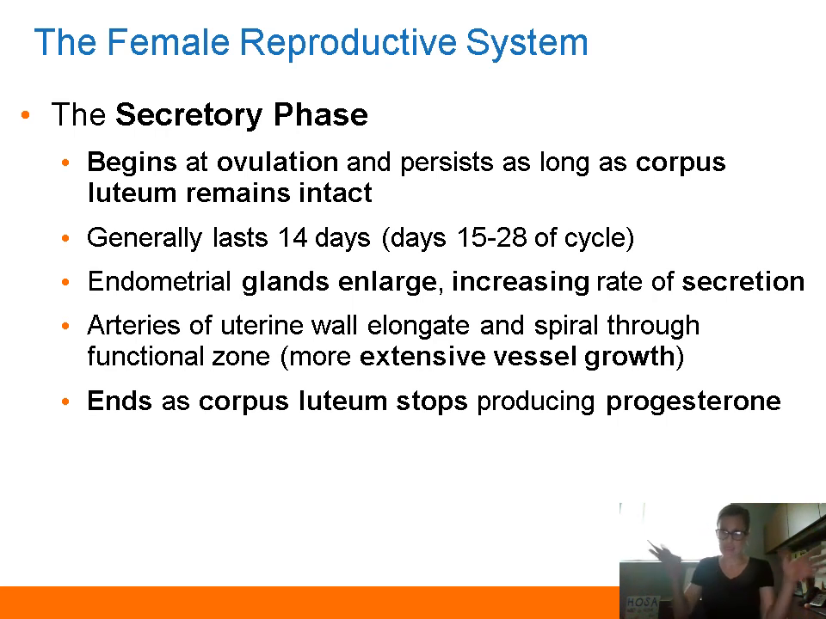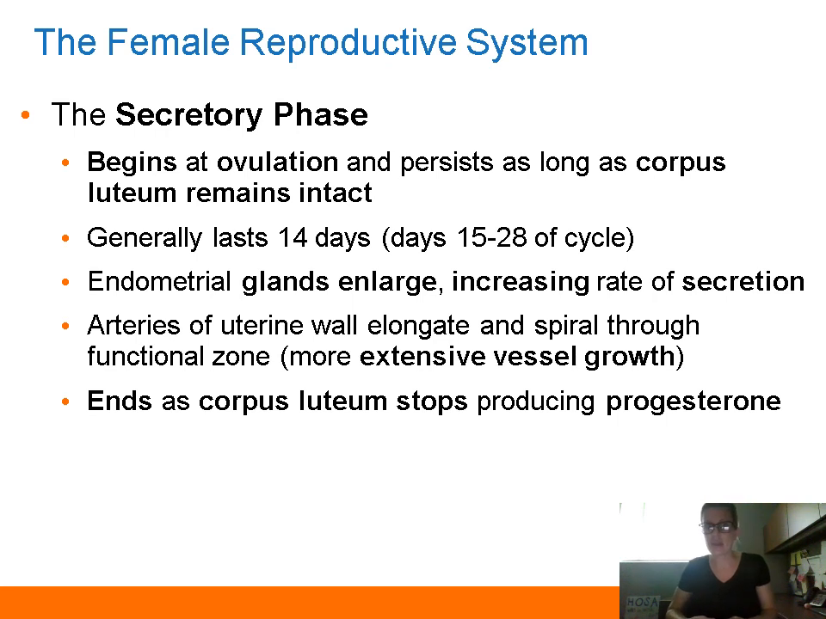So we had menses where we shed the old lining, and then there's an increase in estrogen. As the follicle develops, estrogen levels start to go up, and that causes the proliferative phase where the inside of the endometrium develops and proliferates and thickens.